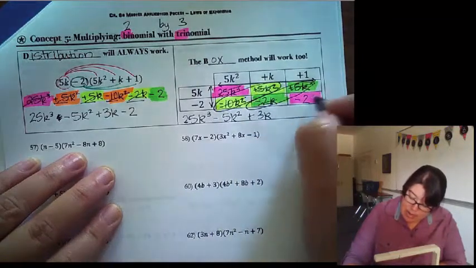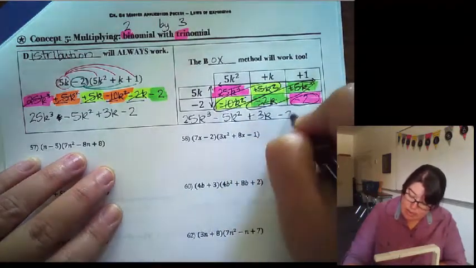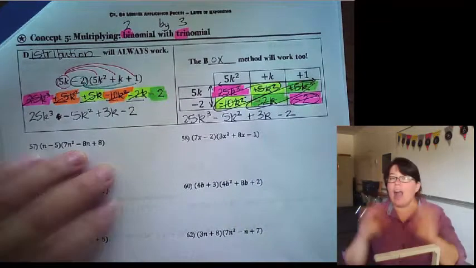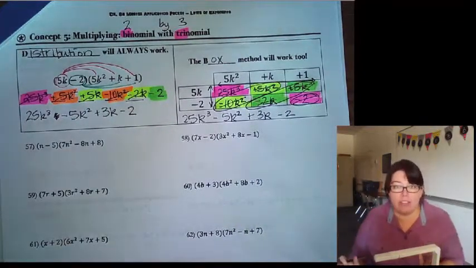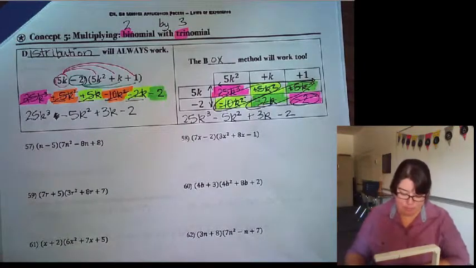And now my negative 2 is all alone, so that tacks on at the end. So you see, either method will get you the same answer. So pick a method that works for you and stick with it. Let's take a look at a couple more examples.